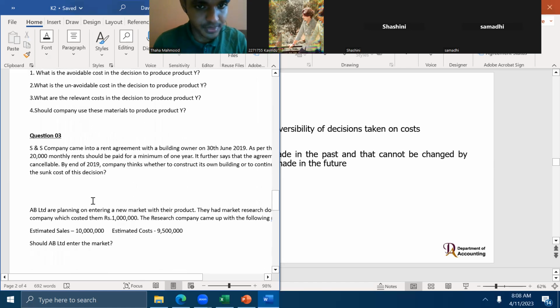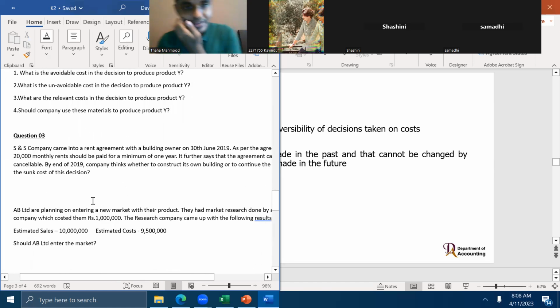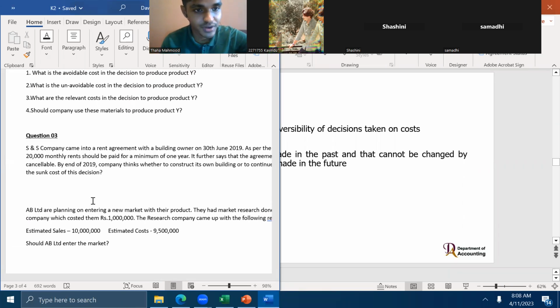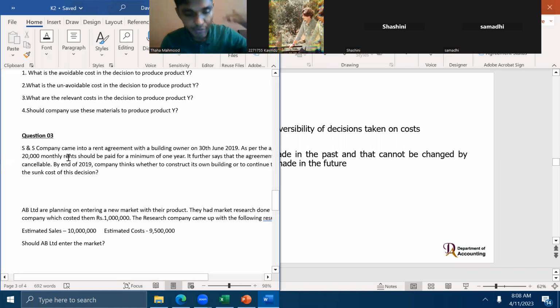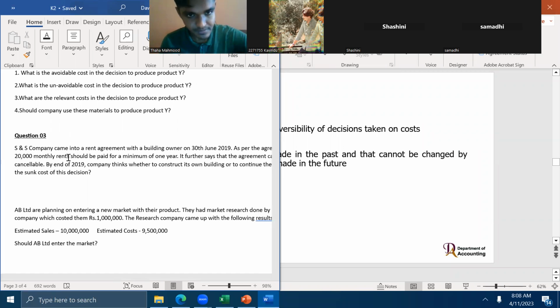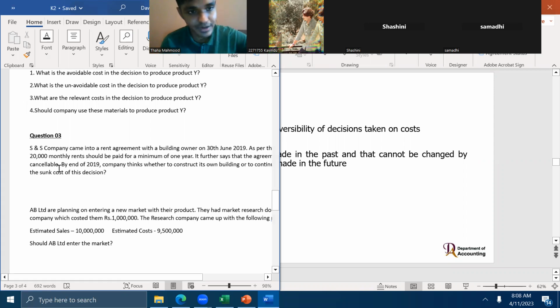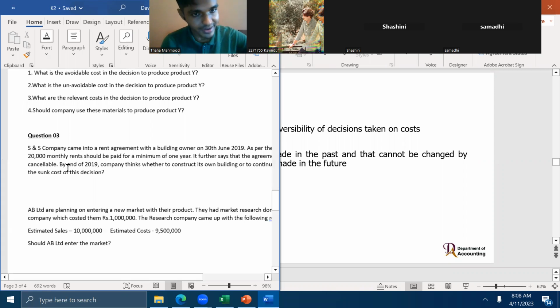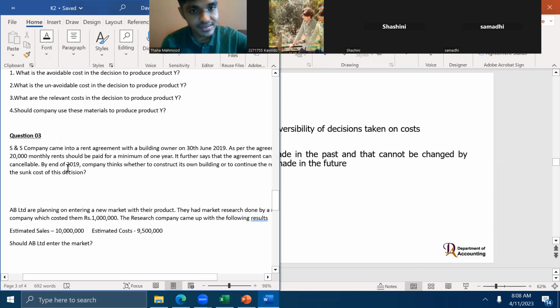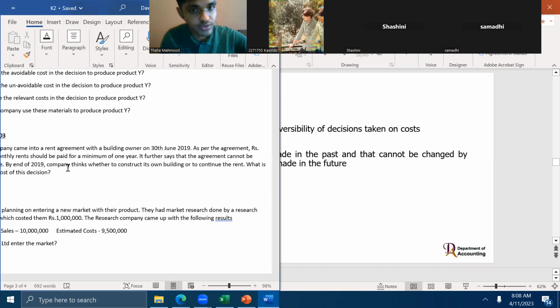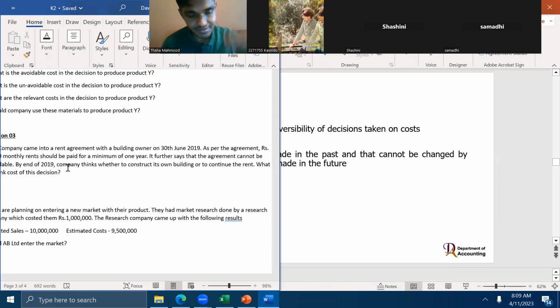This question. Question number 3. SNS company came into an agreement with the building owner on 30th June 2019. As per the agreement, rupees 20,000 monthly rent should be paid for a minimum of 1 year. Then එක කියවපු ගමන්ම දන්නවා අපි is committed, we have to pay, it's unavoidable. It further says that the agreement cannot be cancelled. It's not cancelable. By end of 2019, the company thinks whether to construct its own building or to continue the rent.